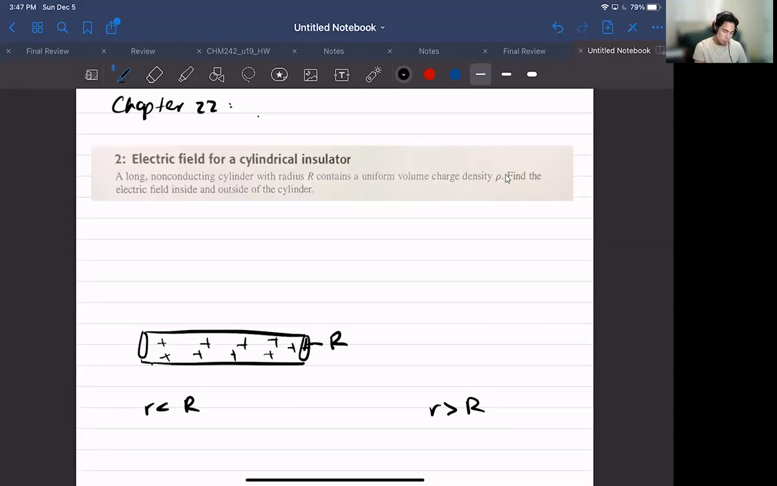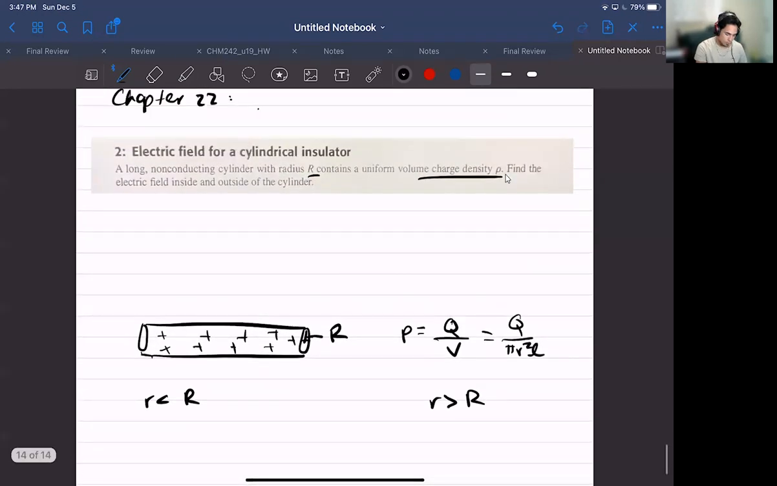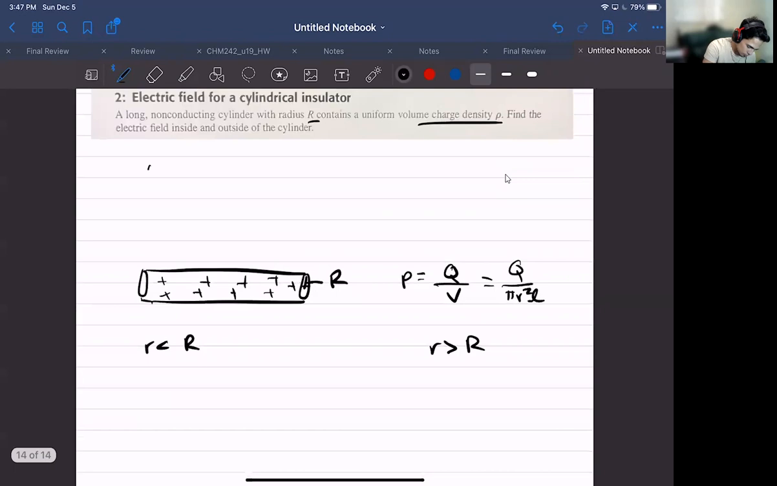Okay. So we are given the radius R, and we are given the charge density rho, which is basically the charge over the volume. If we know the volume of the cylinder, it's just pi R squared times the length in this case, and the charge would be rho. Okay, so in order to find it, I'm going to draw it bigger. I'll go ahead and draw it bigger right here.